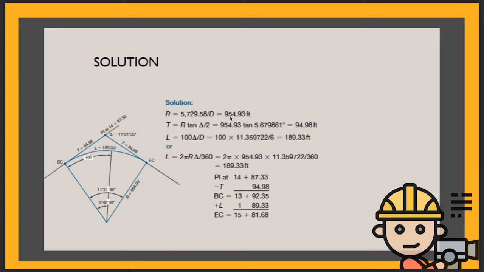The radius is 954.93 feet. To get the tangent, you need to solve this: R times tan of angle over 2. The R is 954.93, and the angle over 2 is 5.679861 degrees, which is equal to 94.98 feet.